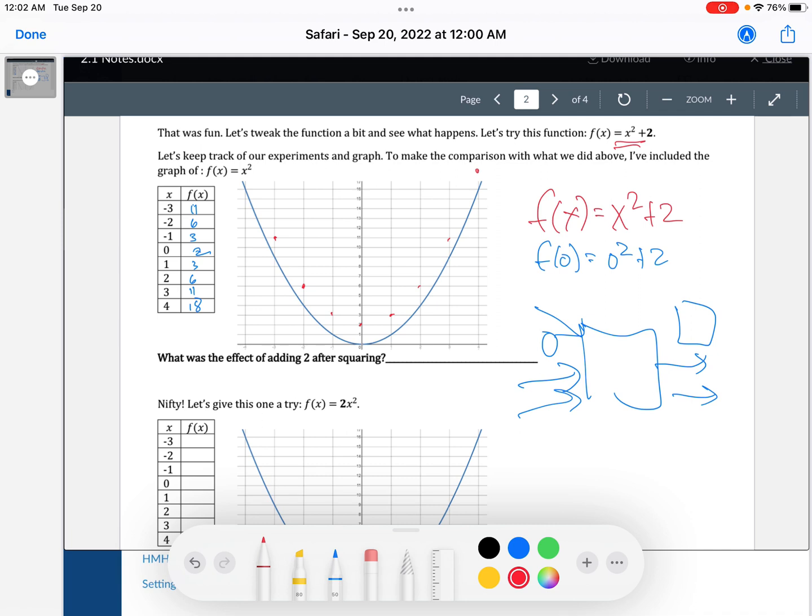So I'm going to try to connect these really smoothly. And same on this side. And you get something like that. So what was the effect of adding 2 after squaring? See right here, we squared the x and we added 2. Go ahead and write this in. Let's pause the video, write your answer. Okay, the effect is that it raised it up by 2. It raised it up by 2 units.